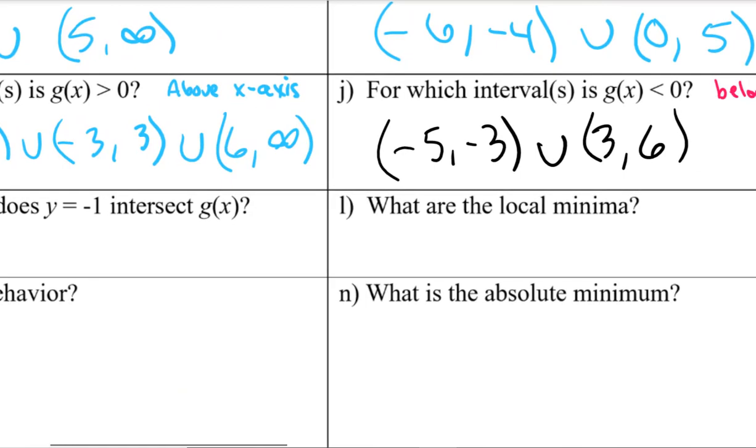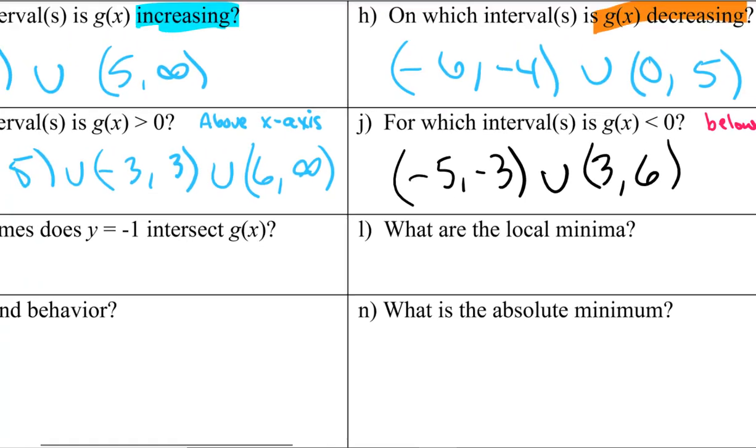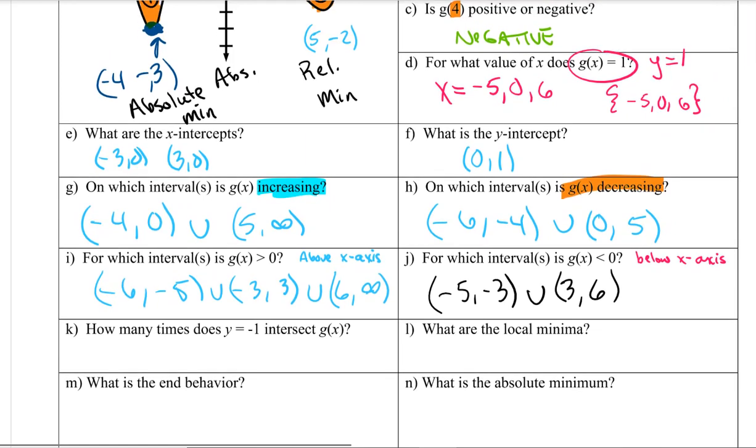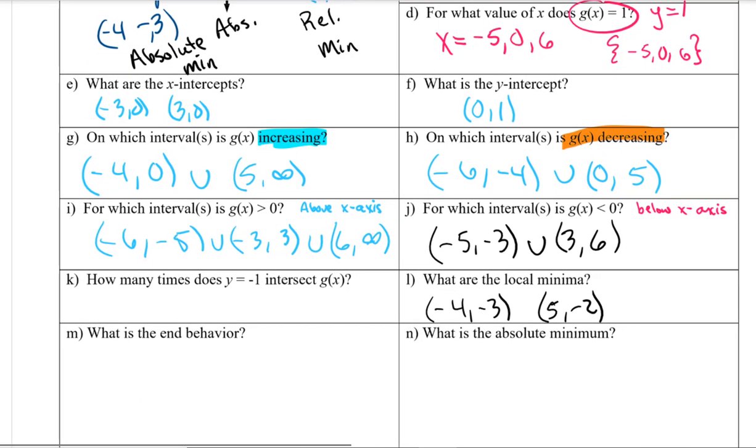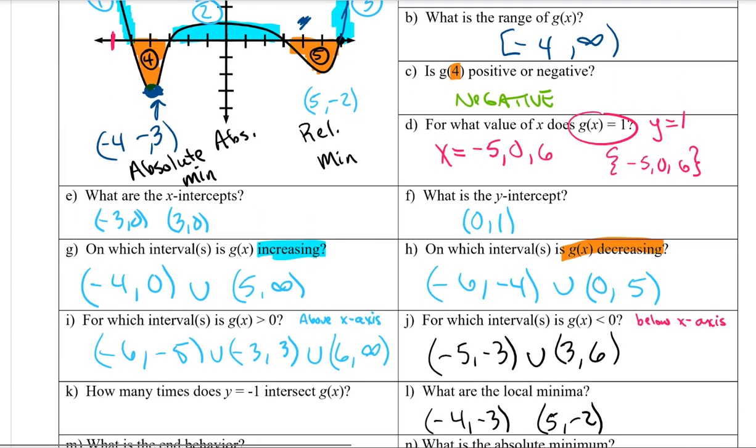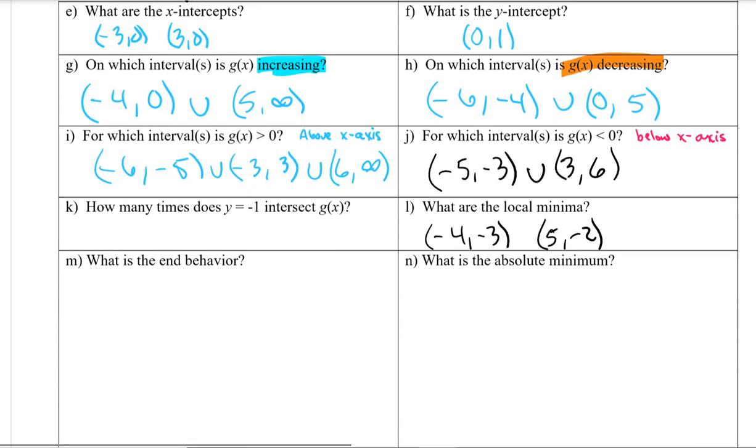And the way this is, it says what are the local minimum. So for local minimum, I'm going to go ahead and give both of these, because then I could specify them as being absolute or relative. So those 2 points, the local minima, one is at -4, -3, and the other coordinate is 5, -2. But in part n, it says what is the absolute minimum. So what is the y value of my lowest part on the curve, and that's at -3. So the absolute min is just -3.